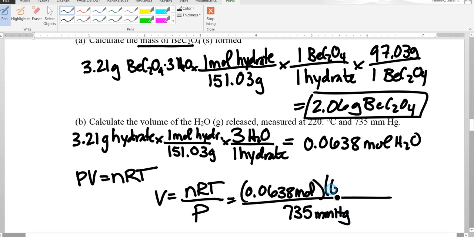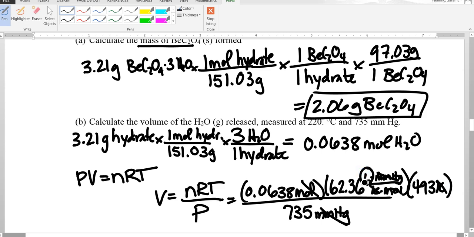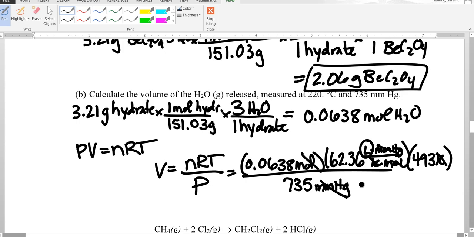So if you look on your equation sheet, you want to make sure you use the right R value. That's the one that's 62.36. And the units are liters, millimeters mercury, Kelvin, mole. So my pressure units are good. Looks like I got to make sure my temperature is in Kelvin. So 220 plus 273 is 493 Kelvin. So it looks like all my units are canceling out except for liters. So my answer is going to be in liters here when I solve, and that will give me 2.67 liters.